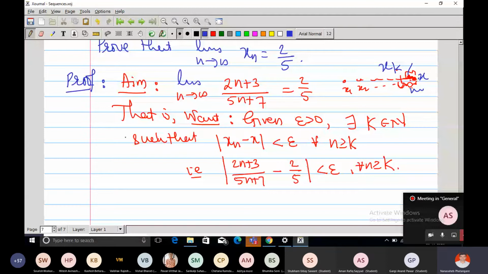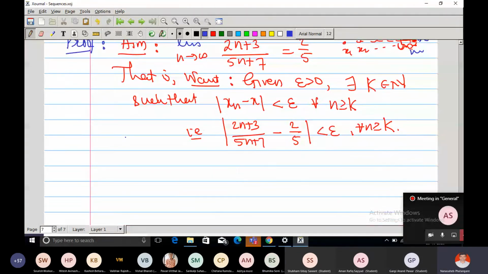So you are going to prove that the limit is 2 by 5. So you will first ask, you give me epsilon, right? And then I will produce delta. Whatever epsilon you give me, I will produce k, right? Do you understand what I want to say? Yes, sir. So if you understand this, then the job will be very easy.